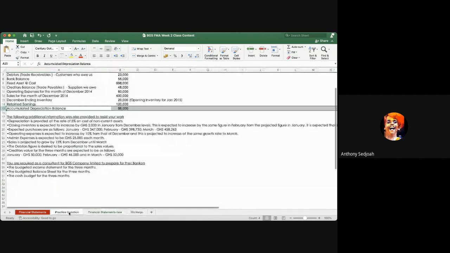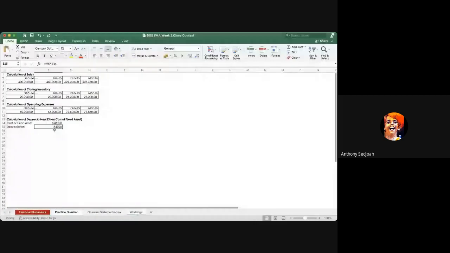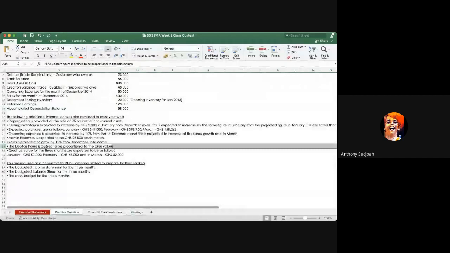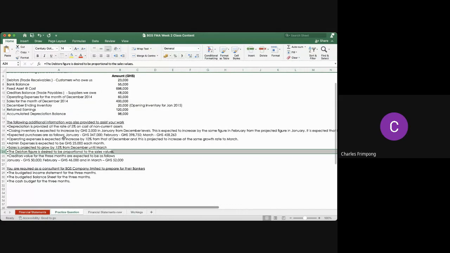Okay, so let's check our debtors figure. I don't know if we did workings for trade debtors. We didn't do that. Let's see what the question says. The debtors figure is desired to be proportional to the sales values. Okay, so we have to do some ratio and proportion over here. So what this means is that our debtors figure.